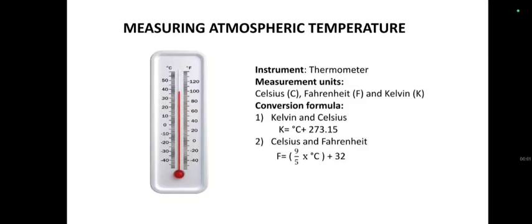Next, we will see how to measure the atmospheric temperature. The instrument used to measure atmospheric temperature is called a thermometer. The various units used are Celsius, also called centigrade, Fahrenheit and Kelvin. Kelvin is the SI unit. The formulas used to interconvert these units are, first, between Kelvin and Celsius: Kelvin is equal to Celsius plus 273.15, and between Celsius and Fahrenheit: Fahrenheit is equal to 9 by 5 into Celsius plus 32.